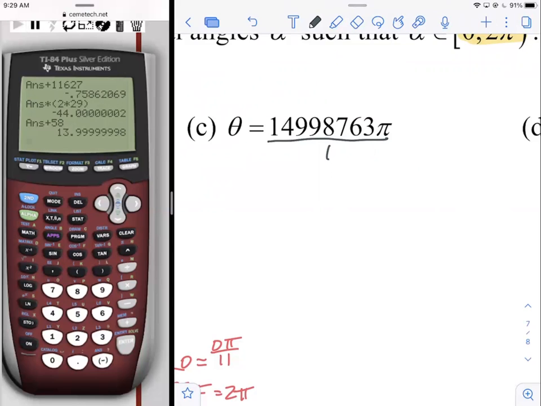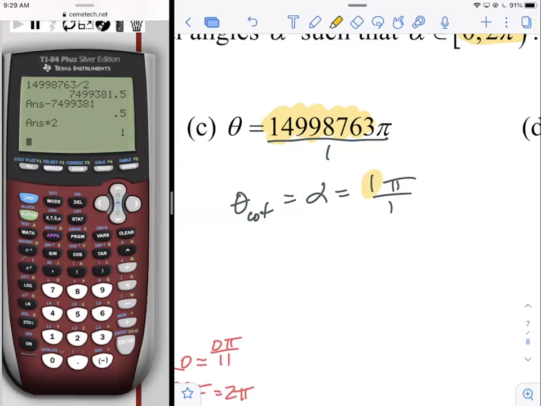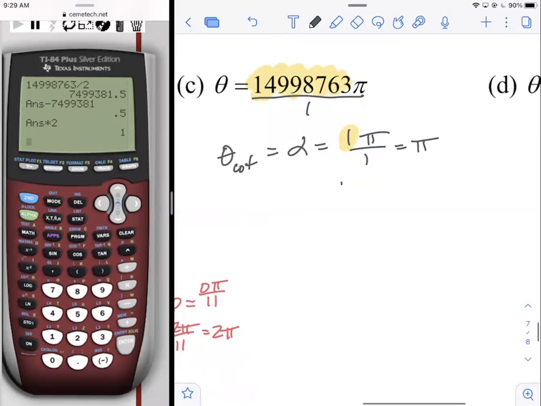So let's take just the coefficient of pi once, if you will, and do 14,998,763 divided by 2. Boom. 7,499,381. Boom. Times what number? 2. The same number we divided by. And we get 1. Now, what does that mean? Yes, the coterminal angle, which we're calling alpha, is now 1 pi once. That always gives you your new coefficient of pi whatevers. Well, what's another name for 1 pi once? Pi. Yeah. So let's draw that.